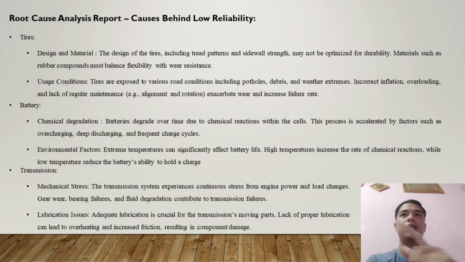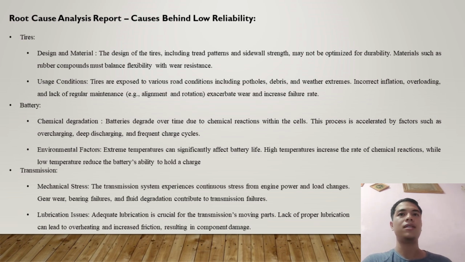Next is the root cause analysis report, which explains why these problems happened on our components. First is for tires, we have design and material, and usage condition. For design material, the design of tires, including tire patterns and sidewall strength, may not be optimized for durability. Materials such as rubber compound must balance flexibility with resistance.